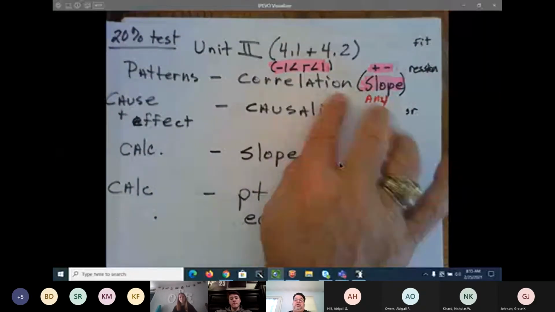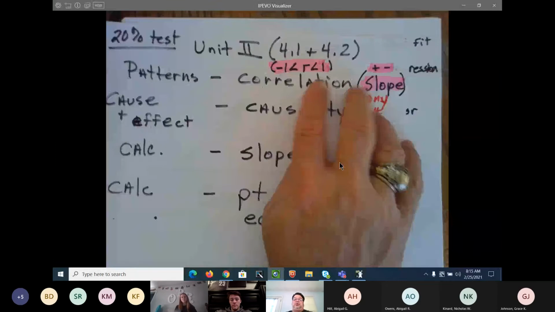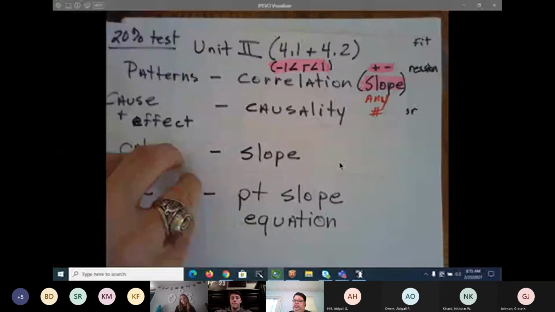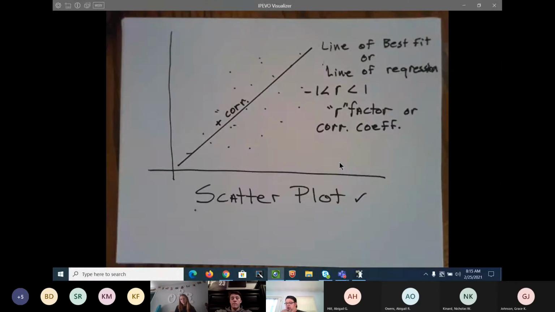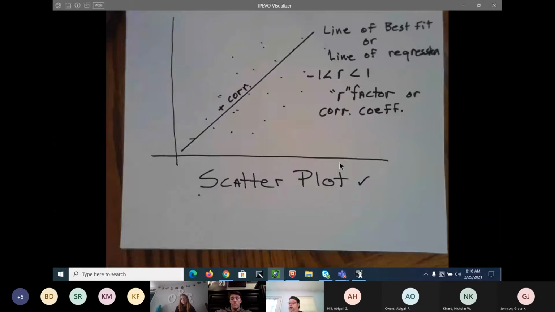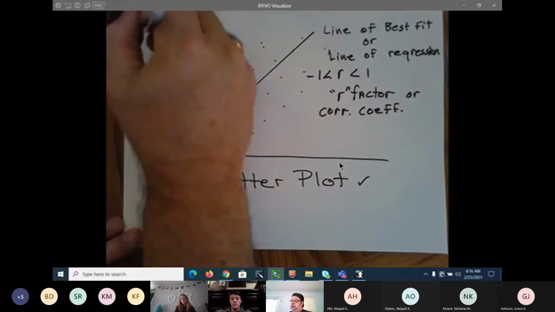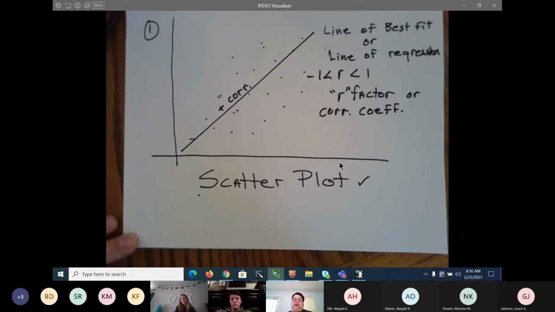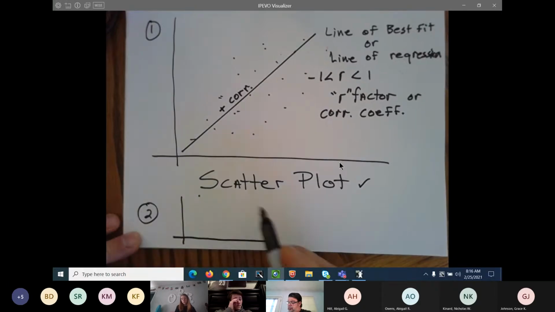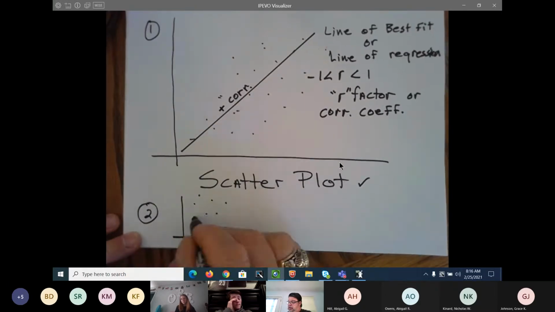So why am I telling you all this about correlation? Because correlation is the first thing we learn in 4.1 and 4.2. And you should be able to see a pattern. And here are the 3 patterns that you need to look for. I just showed you the positive correlation. So what do you think the second one's going to be? Come on, put that critical thinking to work. Negative correlation.